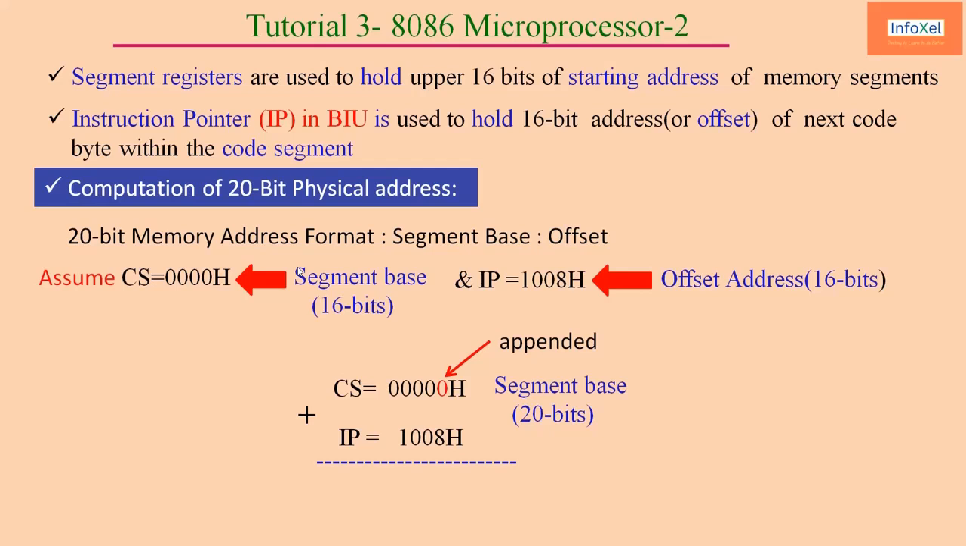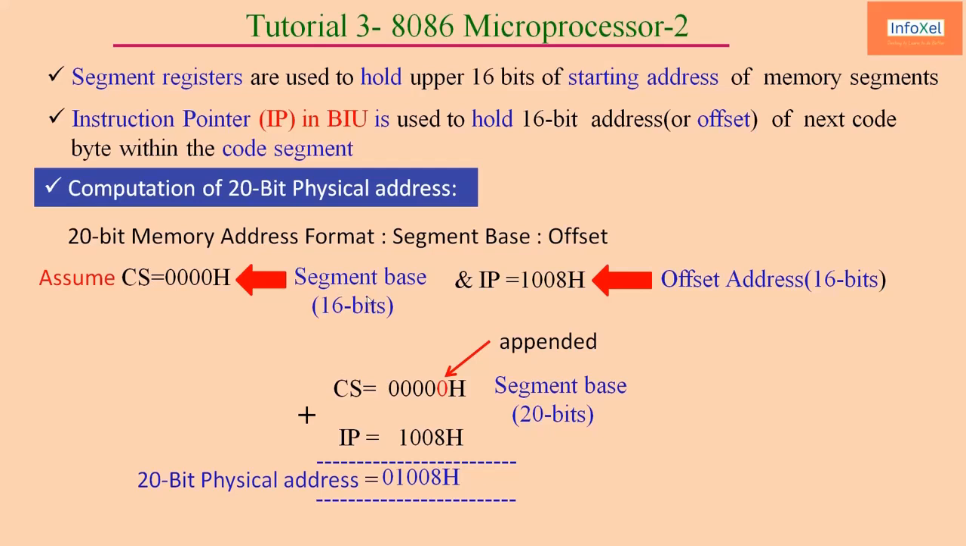Now if we add these two, it becomes 01008. This 01008 is the 20-bit physical address of the memory. This is how to compute a 20-bit physical address for the code segment. Similarly, for the data segment and extra segment, we can calculate the 20-bit physical address.